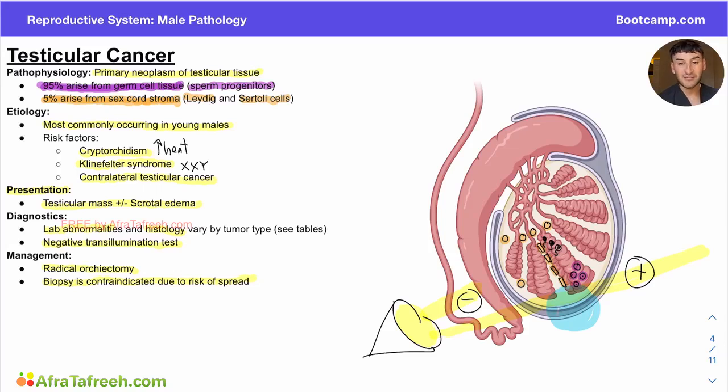We will be looking at a lot of the histological images from our radical orchiectomies, and this will be important for diagnosing the type of cancer. So stay tuned for the next video and we'll go over all those details.